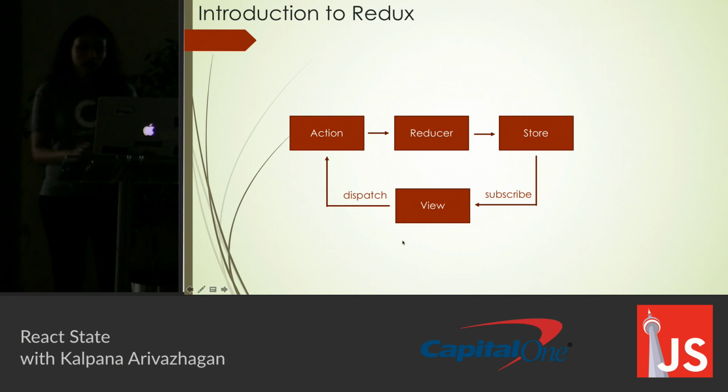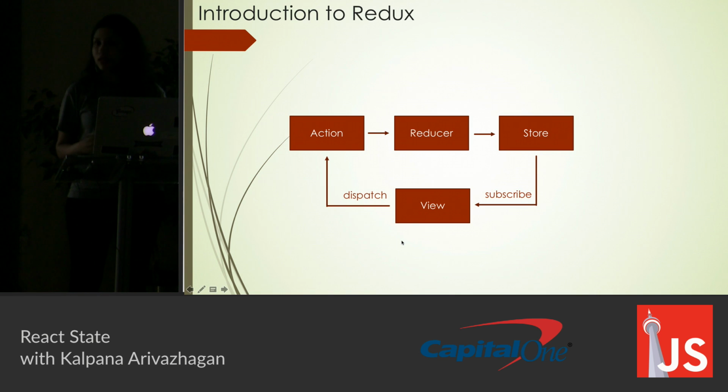And the view, again, could be any view, React.js, AngularJS, you name it. And if we look at the feedback loop, whenever the view wants to dispatch an action, that is, it wants to change the application data somehow, it's going to dispatch an action. And the action has a type. It is going to be forwarded to a reducer.